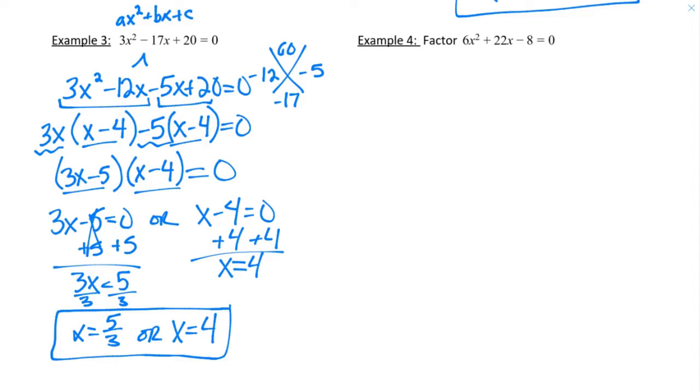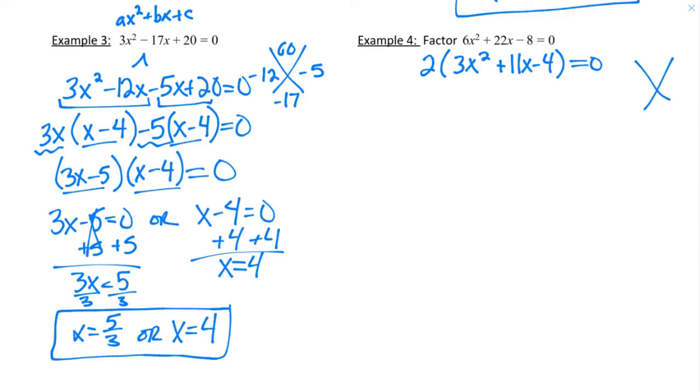So in example 4, the first thing we want to look for is a GCF. In this case, we do have a greatest common factor that we can take out. So we're going to factor that out initially, which is going to be 2. When I factor out that 2, I ended up with 3x squared plus 11x minus 4 left over inside of parentheses. Now we're going to need to factor that trinomial that's inside of parentheses.